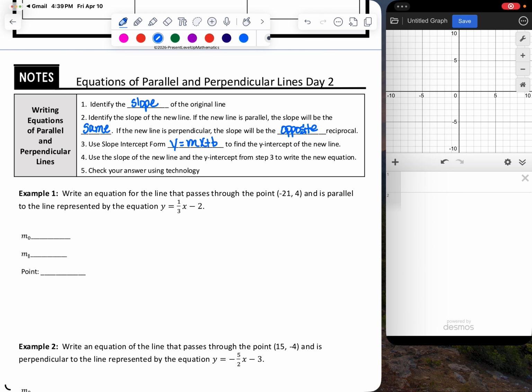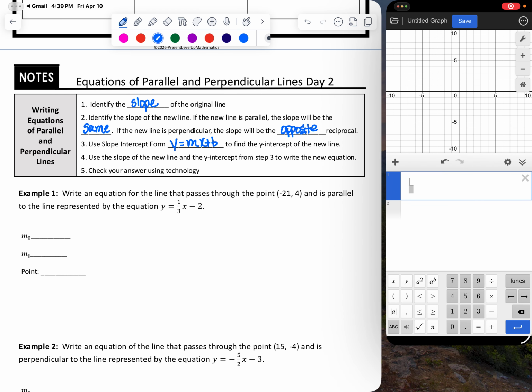Now, I like to check your answer with technology. I'm going to be using Desmos to do that, but you can use any graphing calculator. All right, in example 1, it says write an equation for the line that passes through the point negative 21, 4, and is parallel to the line represented by the equation y equals 1/3 x minus 2.